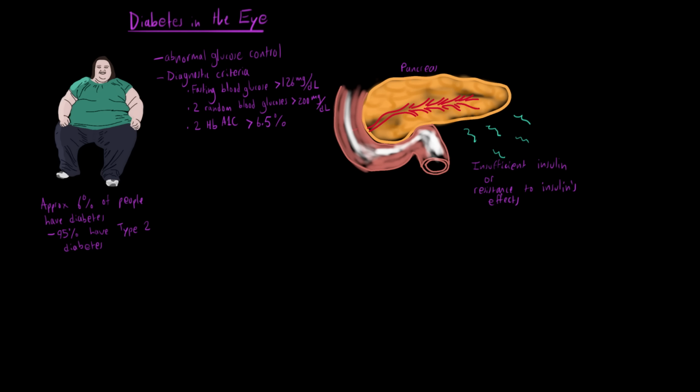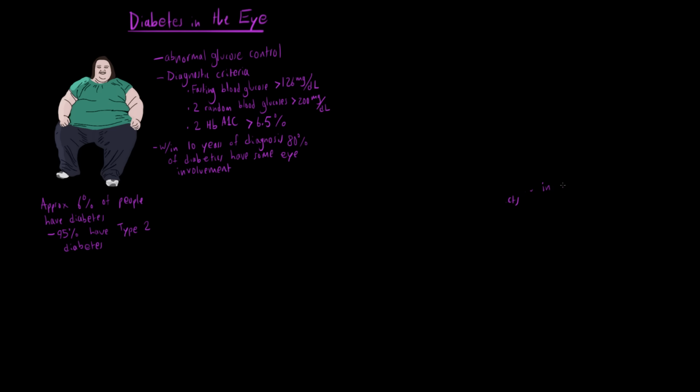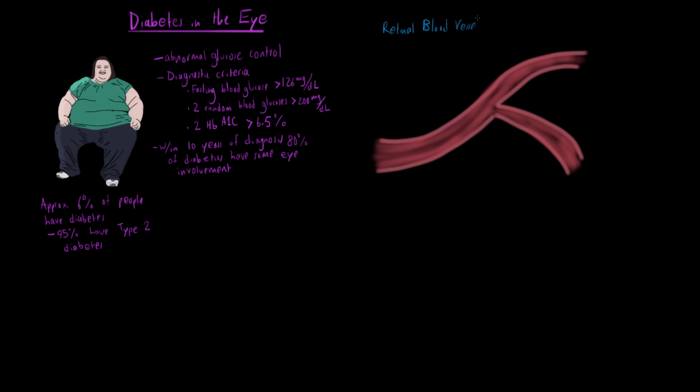One of the most crippling effects of diabetes is vision loss. Within 10 years of diagnosis, 80% of diabetics will have at least some manifestation of diabetic eye disease. Permanent vision loss from diabetes is one of the leading causes of blindness in the United States. The structure in the eye that is most sensitive to elevated blood glucose and most relevant when it comes to the effects of diabetes on the eye are the retinal blood vessels.